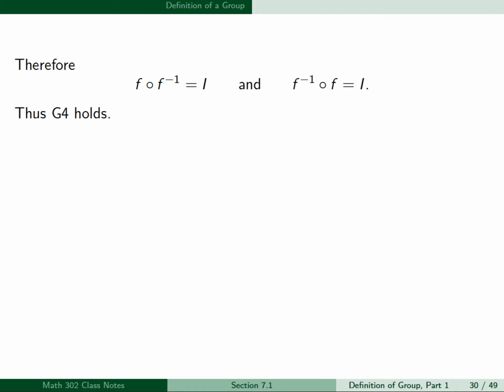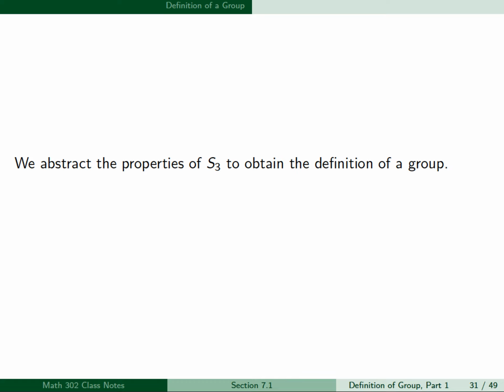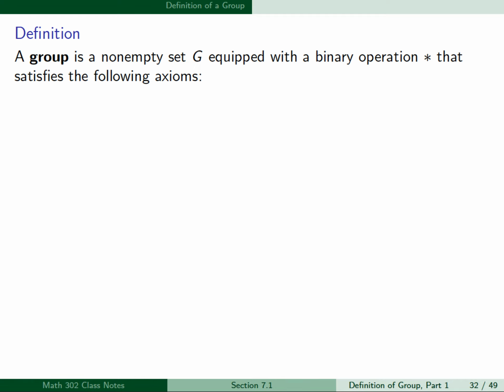So this shows that S3 satisfies our four properties, G1, G2, G3, and G4. And we want to abstract the properties of S3 to obtain the definition of a group. So for our definition, we say that a group is a non-empty set, capital G, equipped with a binary operation, which we'll denote by star, that satisfies the following axioms.